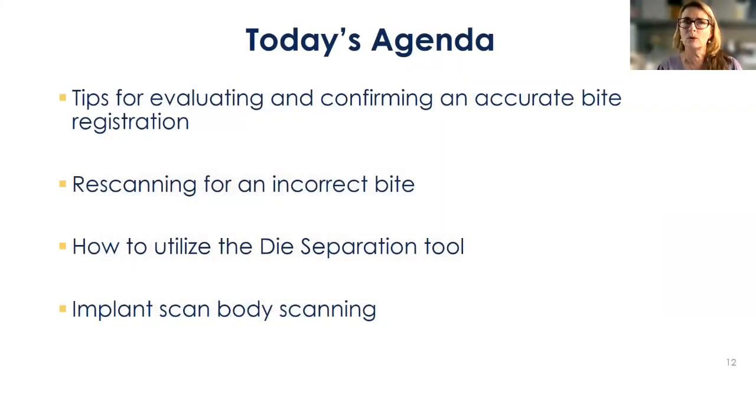So today's agenda: what we're going to talk about is tips for evaluating and confirming an accurate bite registration. I'm beginning with a PowerPoint presentation, and then I have an iTero scanner here and a Typodont that I will use to demonstrate some of this information as well. We're going to review accurate bite registrations, rescanning for an incorrect bite, how to use the die separation tool, super, super important, especially when you have multiple units involved, and then scanning an implant scan body. We're going to spend some time on implant protocols.